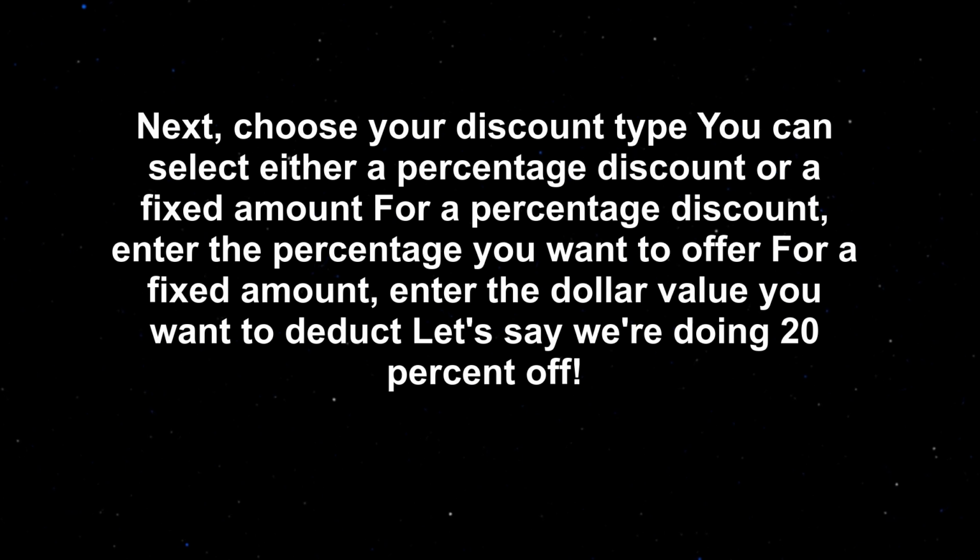Next, choose your discount type. You can select either a percentage discount or a fixed amount. For a percentage discount, enter the percentage you want to offer. For a fixed amount, enter the dollar value you want to deduct. Let's say we're doing 20% off.